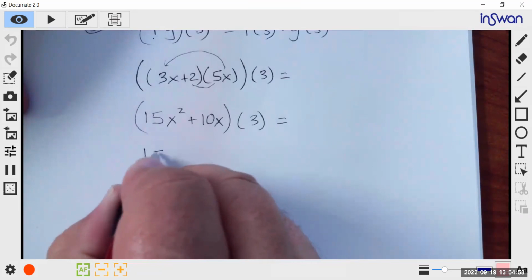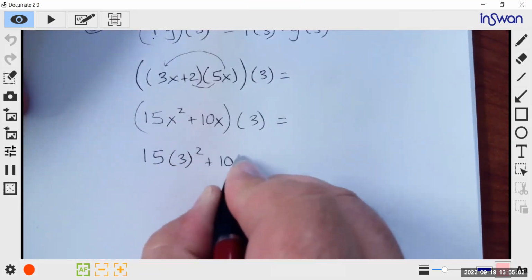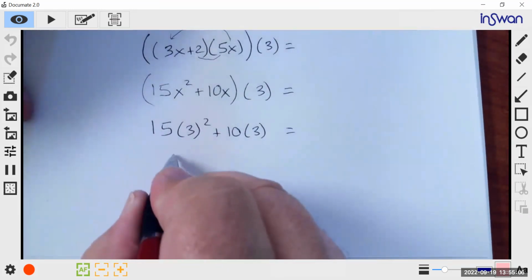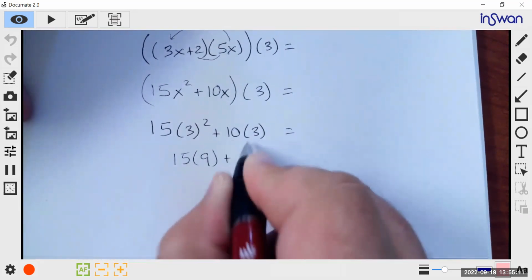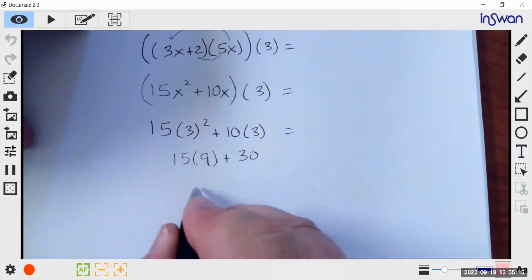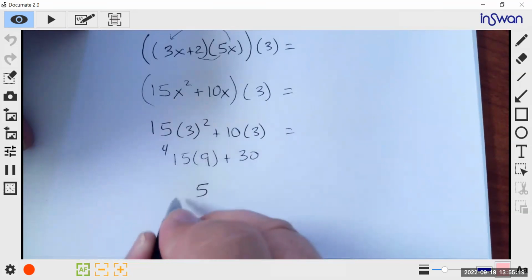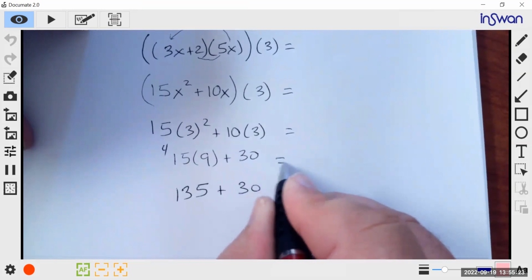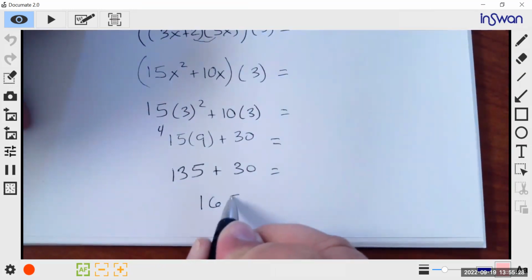So now we plug in everything. 5 times 3 squared plus 10 times 3. What is 3 squared? 9. 10 times 3 is 30. 5 times 9 is 45. 15 times 9: 9 times 5 is 45, 9 times 1 is 9, plus 4 is 13, so 135. 135 plus 30 is 165.